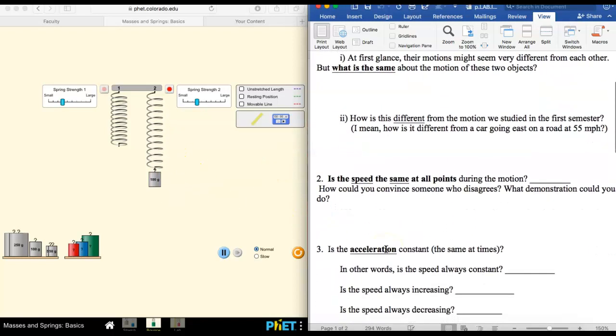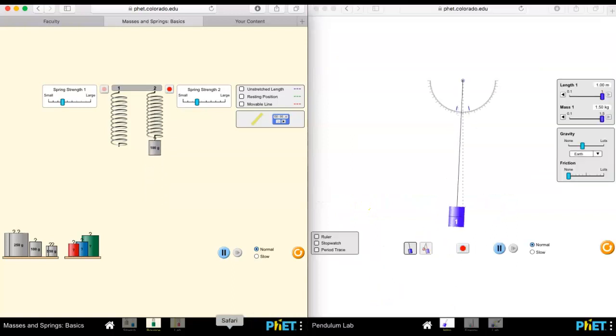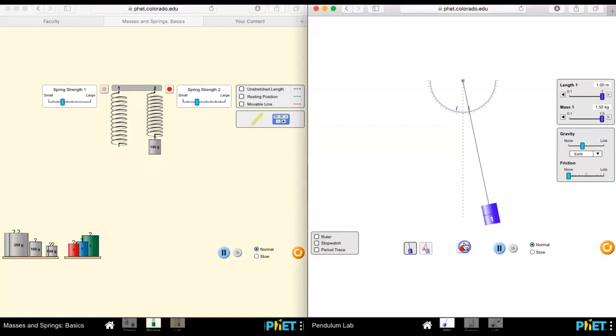Okay, look at question 2. And then I'm going to pull up the pendulum again, and you can think about it. Is the speed the same at all points during the motion? Let me pull this down a little bit so it's a little easier to see. How could you convince someone who disagrees? What demonstration could you do? And you can learn how to do these PhET labs by watching me, by watching what I do. Okay, our question is the speed the same? And if someone says, yeah, it looks the same to me everywhere, how could you convince them? And when I was in college, a physics professor did this demonstration.